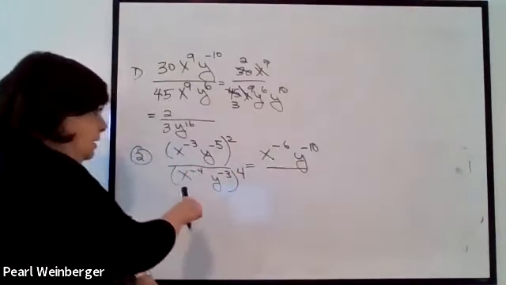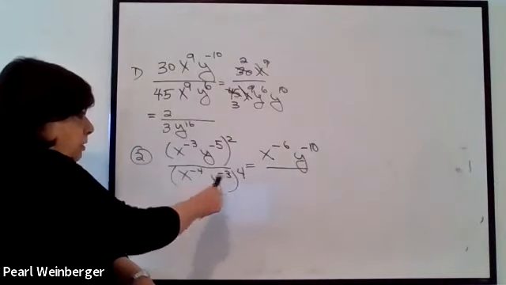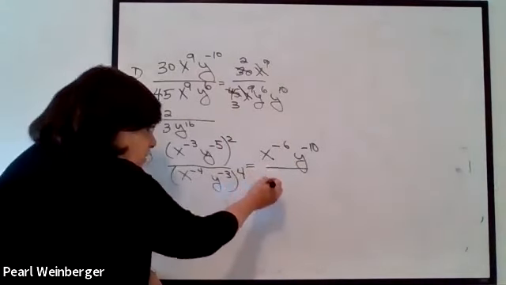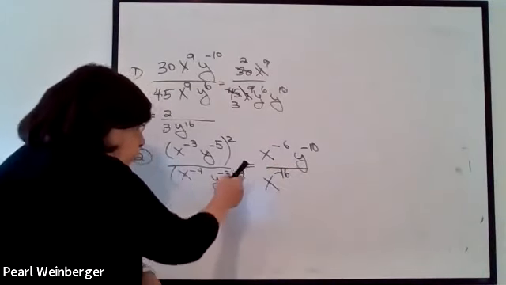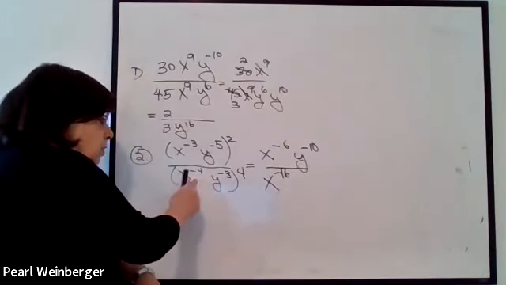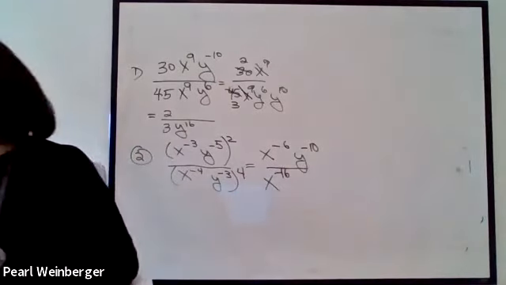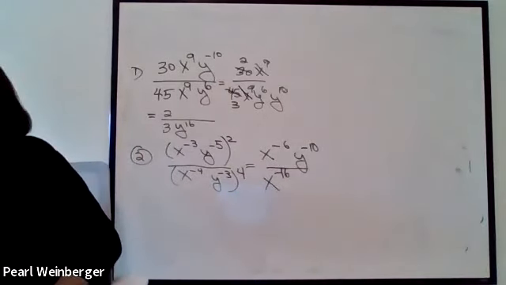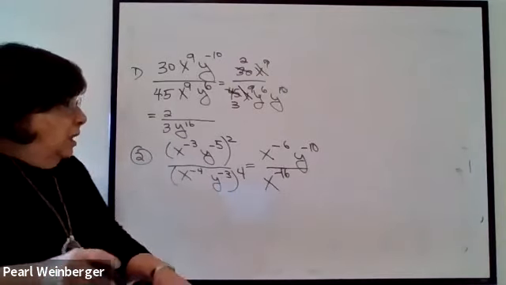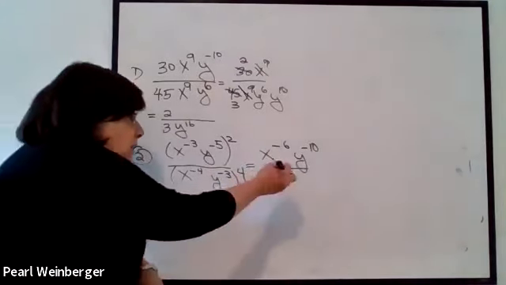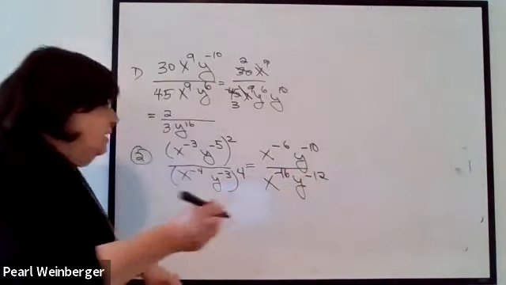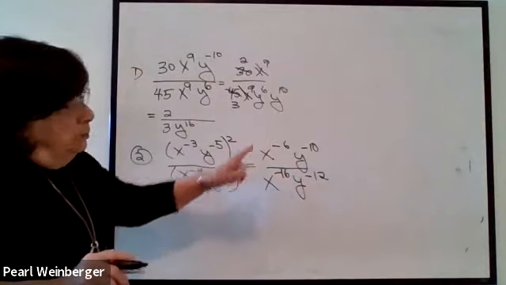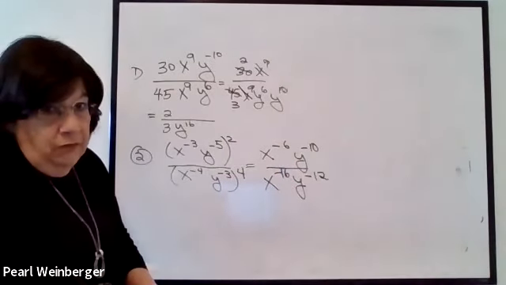In the denominator, I have an exponent of 4. So this will give me x to the negative 16, because 4 times negative 4 is negative 16. And y to the negative 12. It turned out that every single one of the exponents were now negative.